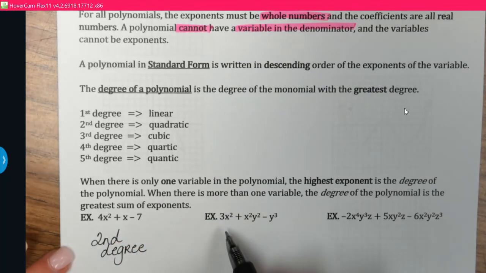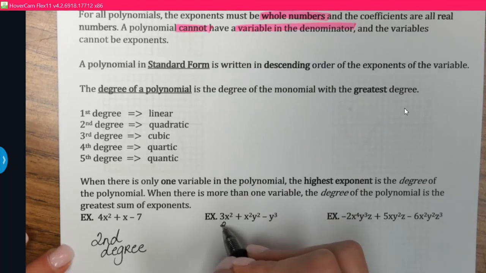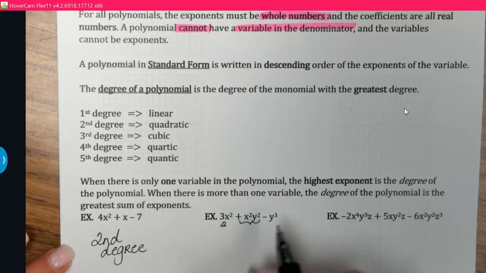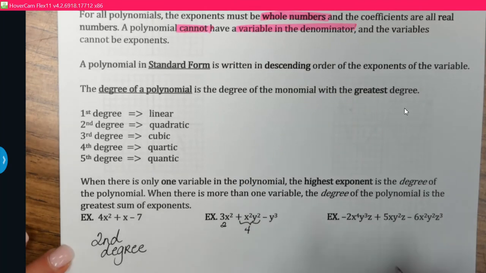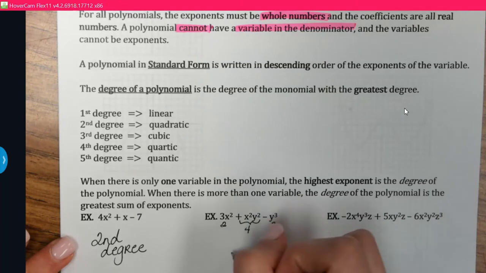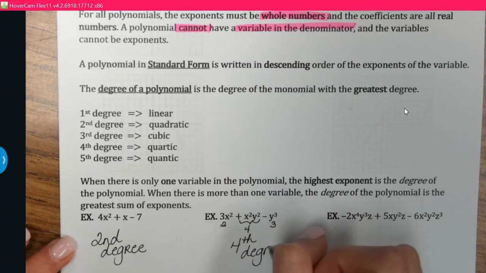Okay? If I take 3x squared plus x squared y squared minus y to the third power, this is a second degree. I've got two variables here, so I'm going to add them. 2 and 2 is going to give me a fourth degree, and then y to the third is a third degree. So my highest degree there makes that polynomial a fourth degree polynomial.